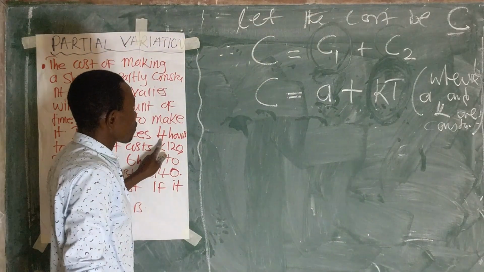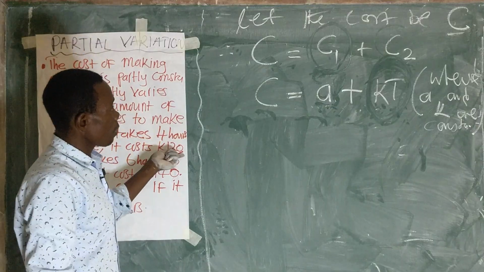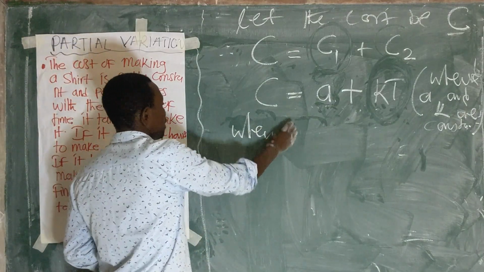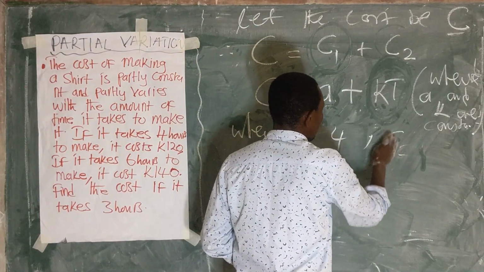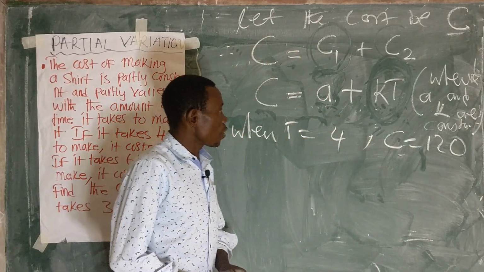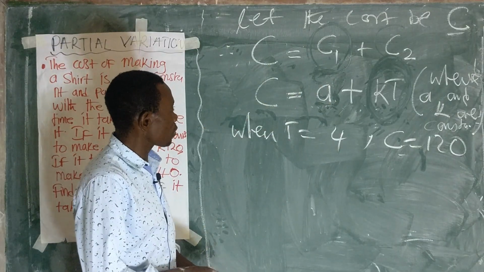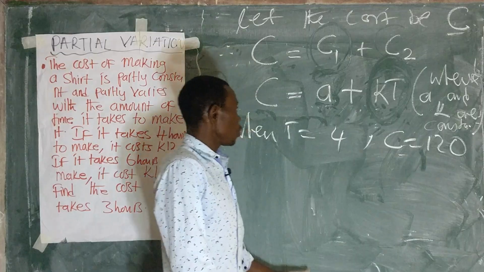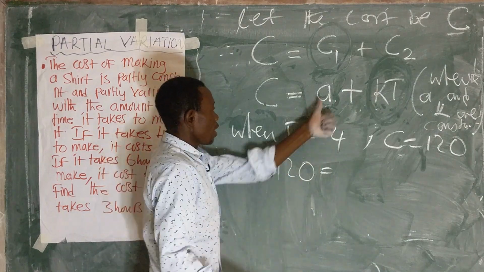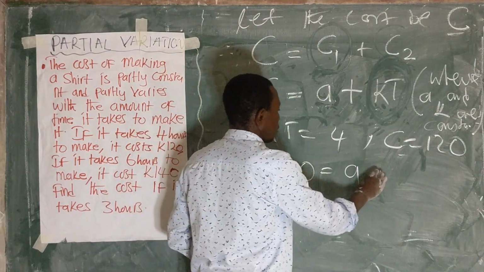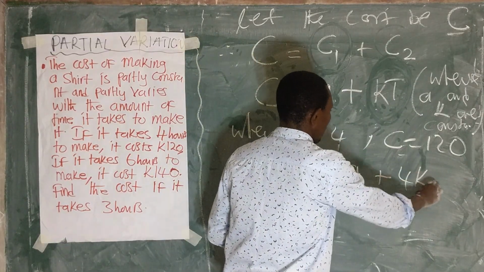You write that as when t, in this case t is representing the amount of time, right? You say when t is equal to 4, then we have C is equal to 120. You can also describe that t is time, though I've already described that. So you can utilize this information to come up with the first equation, where for C I write 120, equal to a, which is one of the constants I need to know, plus k, which depends on time. So when the time is 4, I have 4k.